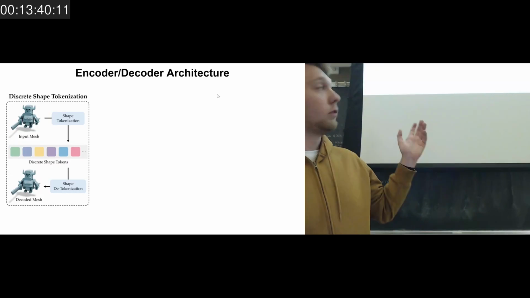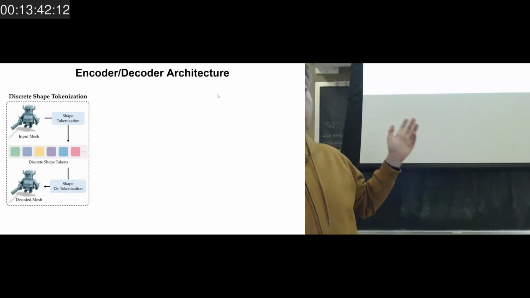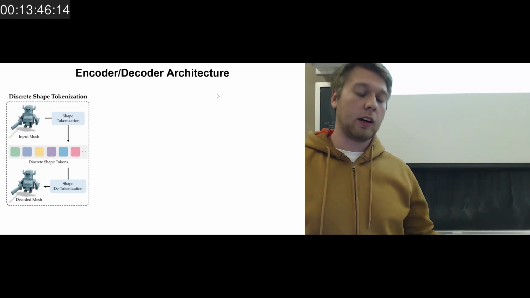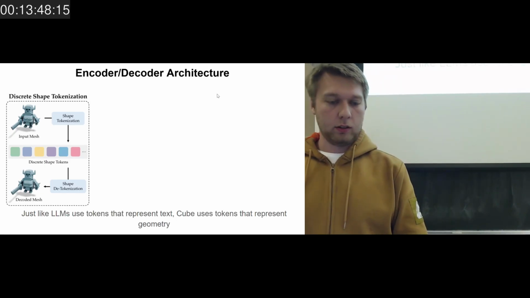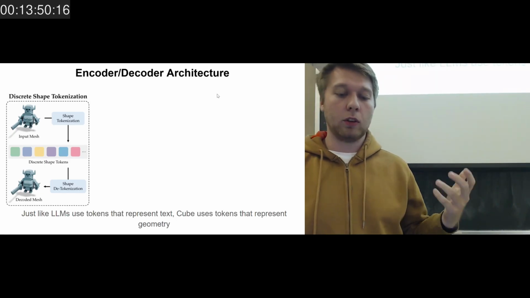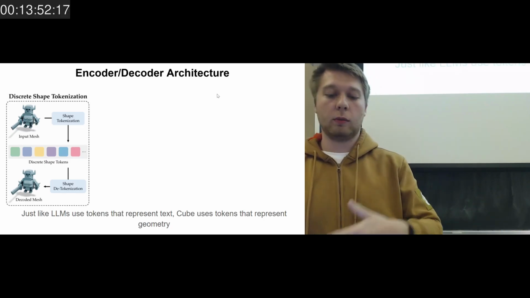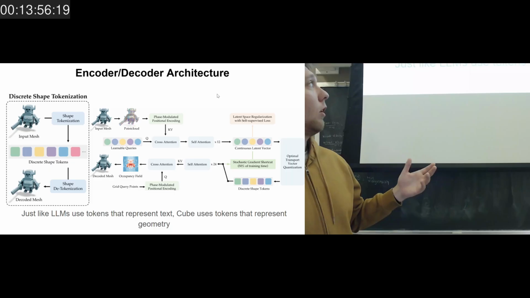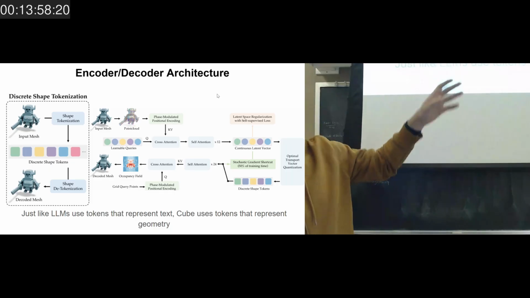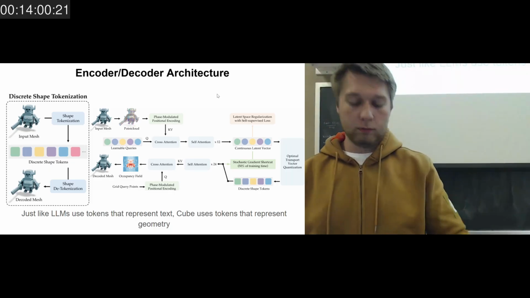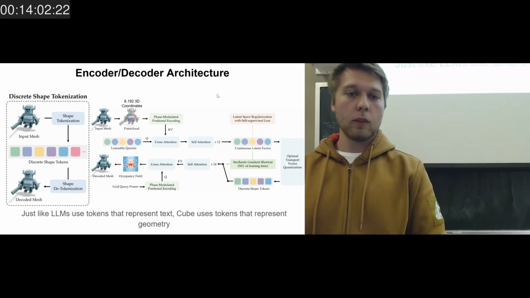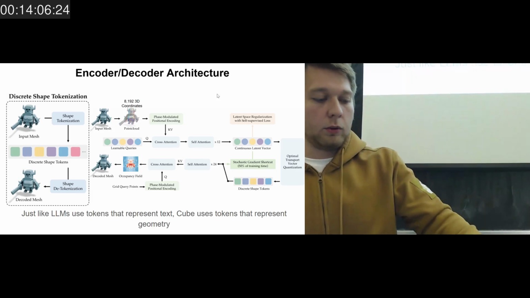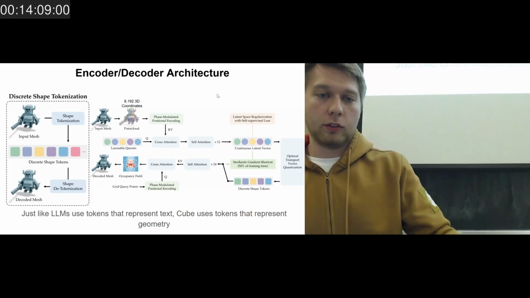So again, we're just walking through this, taking an input mesh, tokenizing it, detokenizing it into a mesh. And like I said, just like LLMs use tokens to represent text, Cube uses tokens that represent geometry. So this is the model architecture. We're going to walk through each step piece by piece and understand how it works. So we start with that input mesh, which is those faces and vertices.